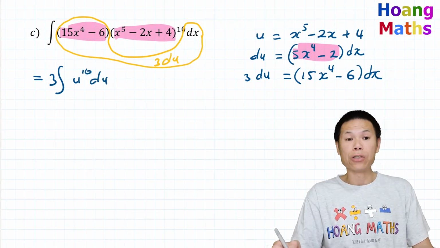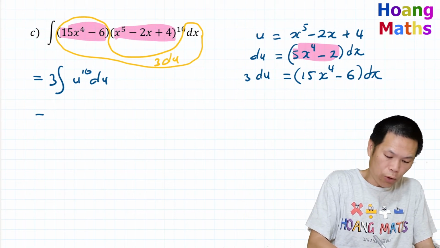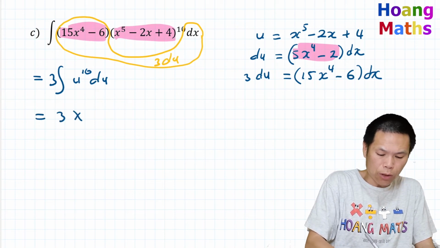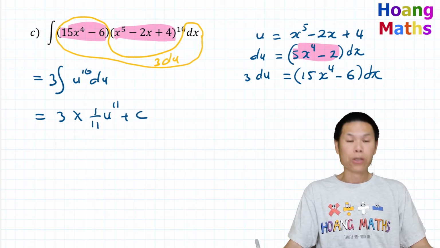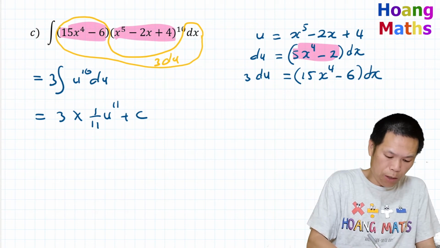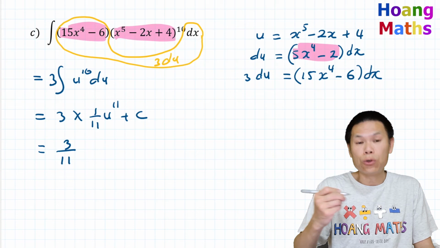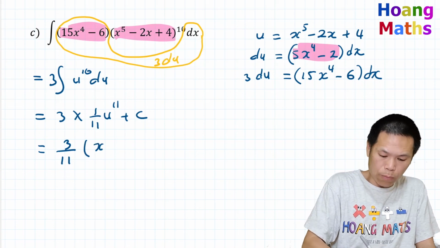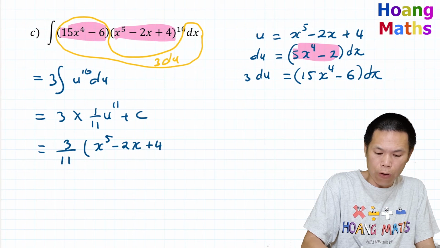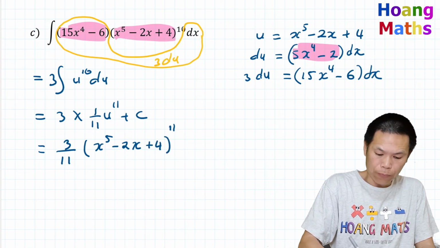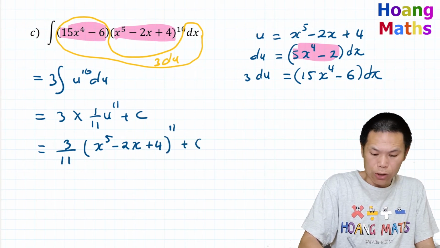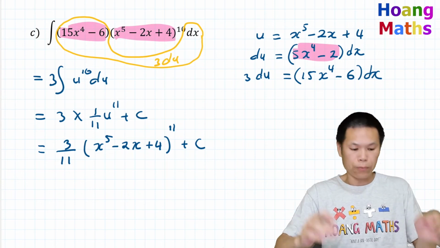So there you go. Now I just integrate this. So that will give me 3 times u to the power of 11 divided by 11. So it's just 1 over 11. And we add a constant. So there you go. So that will give me equal to 3 over 11, and u is x to the power of 5 minus 2x plus 4, and then to the power of 11. We need to add a constant. So there you go.